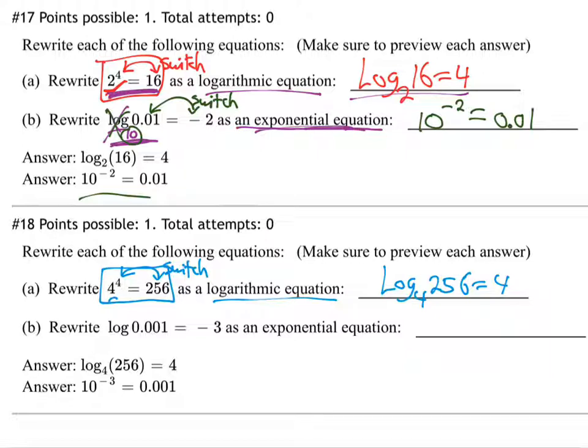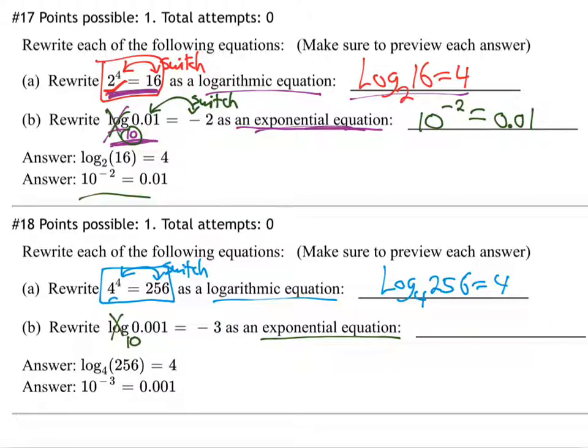All right, and now the last one. This one, now there's an understood 10 there again, right? When you write the normal log word without a base showing, it's understood to be 10. We're going to write it as an exponential, meaning no log. So cross off the log.